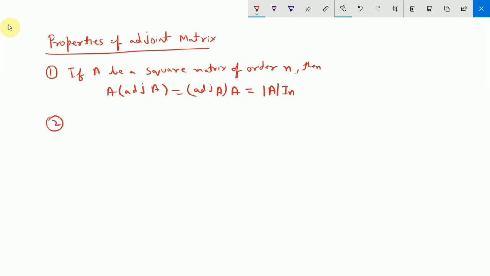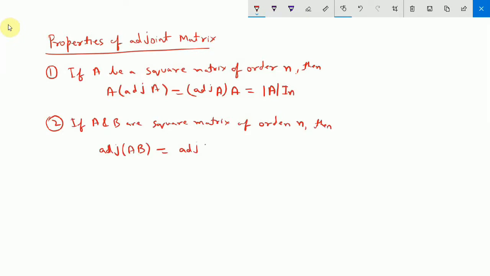Okay friends, the second property is, if A and B are square matrices of order n, then the adjoint of AB will be equal to adjoint of B into adjoint of A.